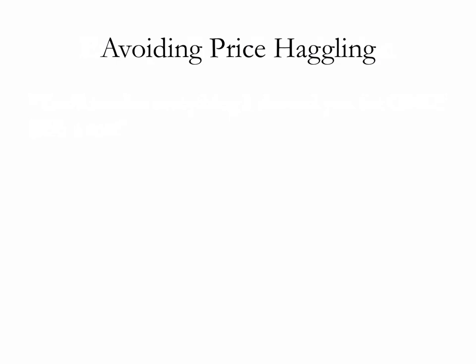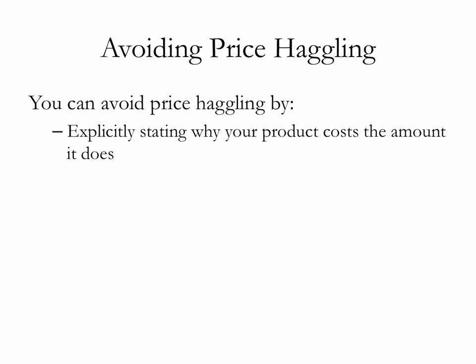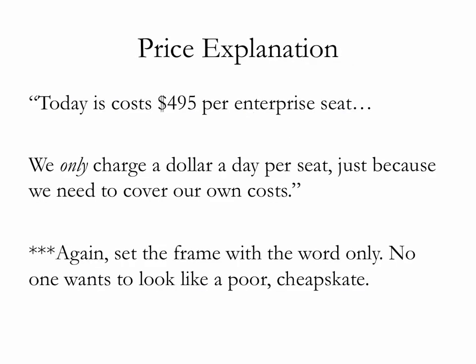Let's talk about some ways to avoid price haggling. First thing you can do is explicitly state why your product costs the amount it does. When you give an explicit reason why, it justifies the price and also makes it seem less malleable. A statement that demonstrates this is, today it costs $495 per enterprise seat. We only charge just a little bit more than $1 a day per seat just because we need to cover our own costs. Again, I've set the frame with the word "only" here because nobody wants to look like a poor cheapskate if everybody else thinks that is a deal. And I've talked about why it costs how much it does because we need to cover our costs. This justifies the price and makes it seem like it's less malleable, which will prevent somebody from trying to haggle with you.